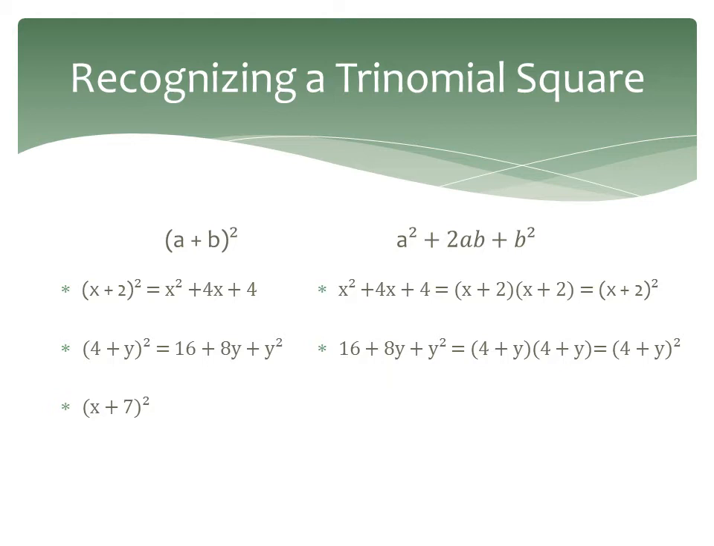So it's our first term squared, and our first term is x, so it would be x squared plus twice both of the numbers inside the parentheses multiplied. So 7x doubled or multiplied by 2 is 14x, plus the second term, which is 7 squared. So your answer would be x squared plus 14x plus 49.